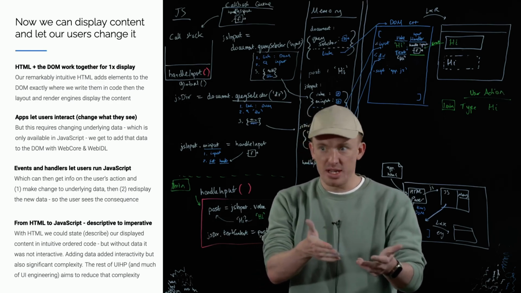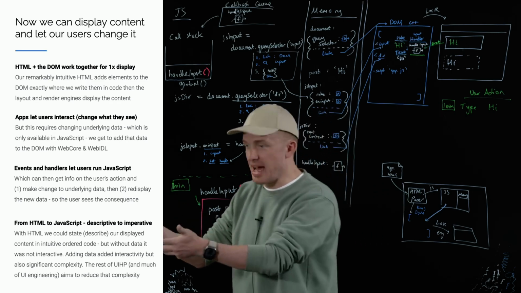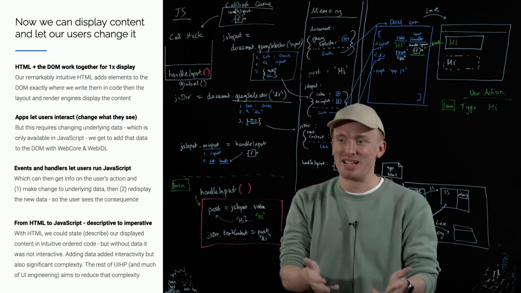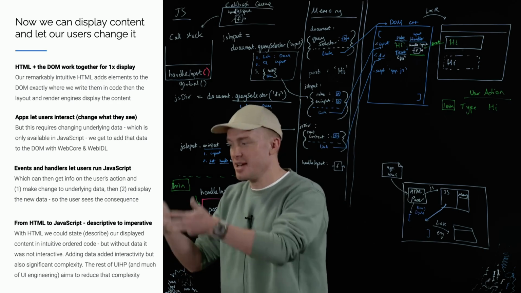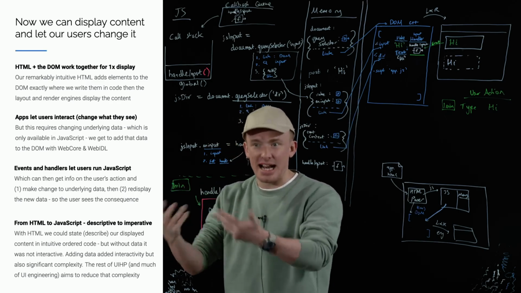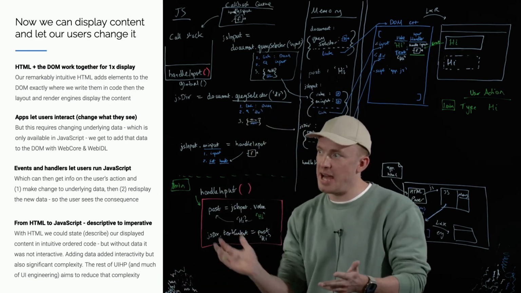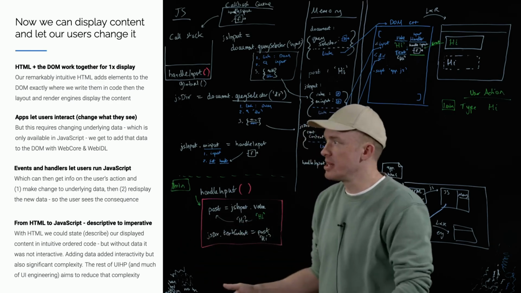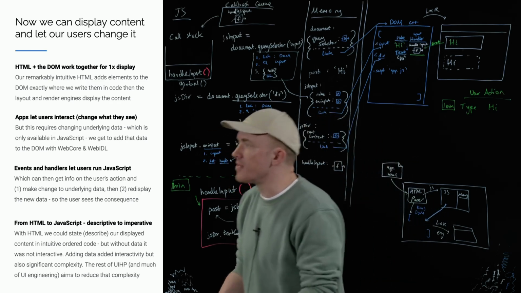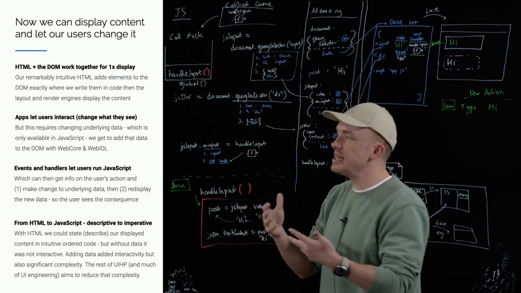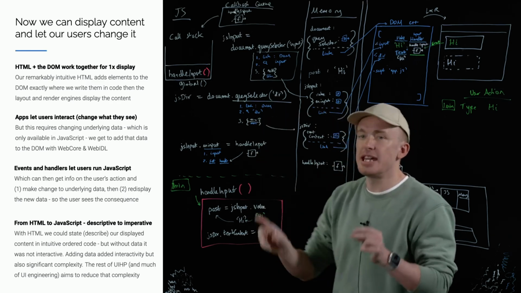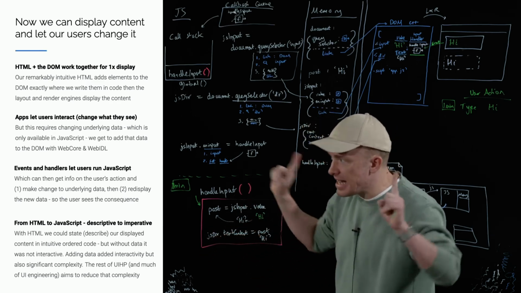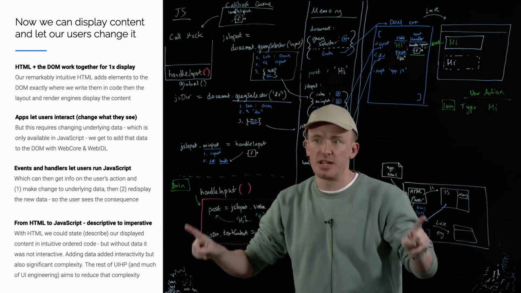It's like button below text. Sorry, "input below text" is very ambiguous. Button below text, the output is a button below some text. That would be a very declarative style of writing, versus imperative, which is describing how to attach it, which is not visually representative of what shows up. So with HTML, we could therefore describe our displayed content in intuitive ordered code. But without data, it was not interactive. Adding data added interactivity, but also significant complexity.